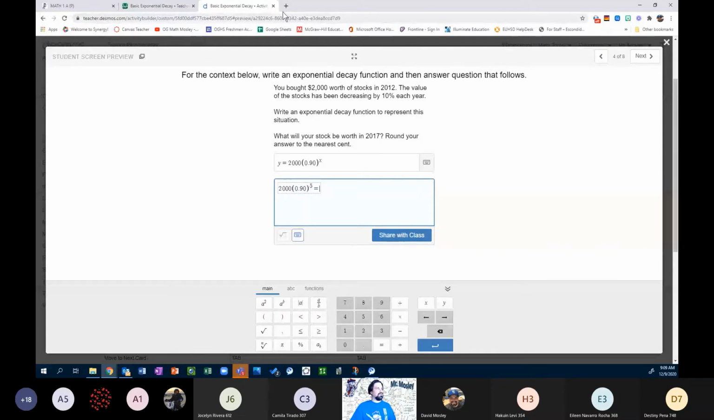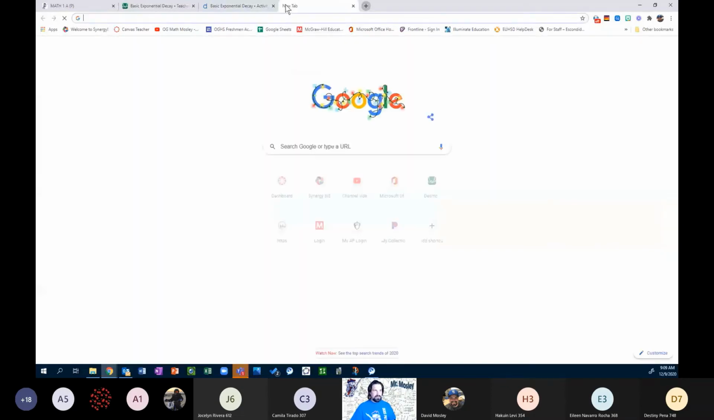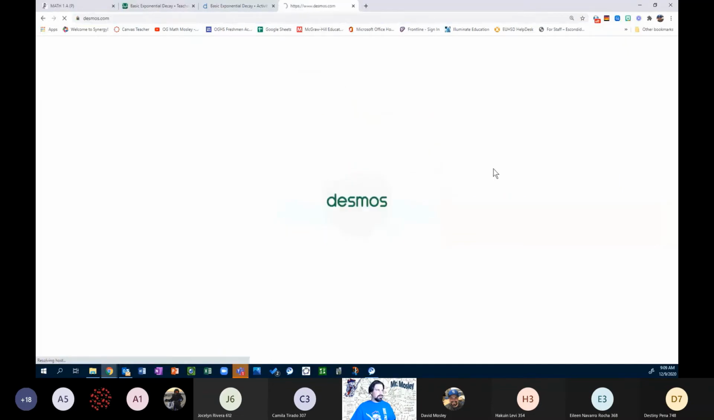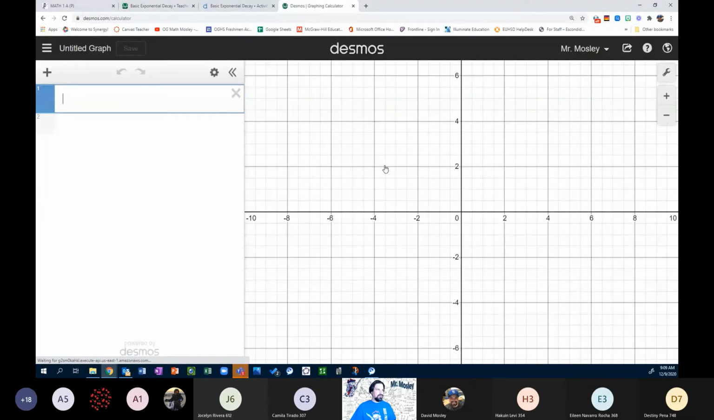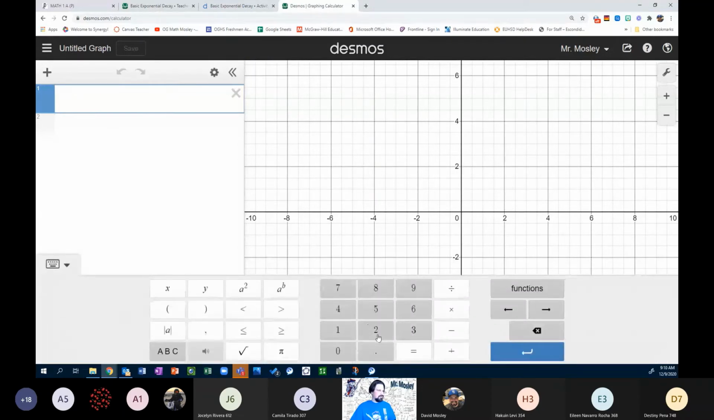So what we can do here is if we want to open another tab and go to Desmos, just go to the graphing calculator. We can put that same thing in. Right? We can have 2000 times 0.9. We can throw the 0 on there. You don't need it. And then A to the B, to the 5th power, and we get the answer, 1180.98.